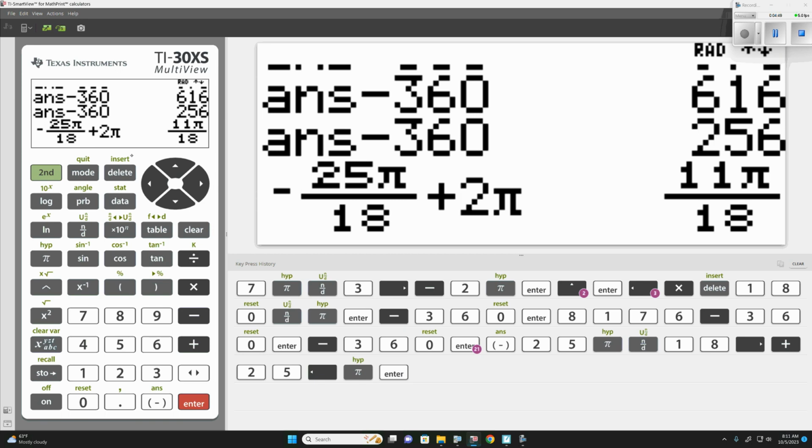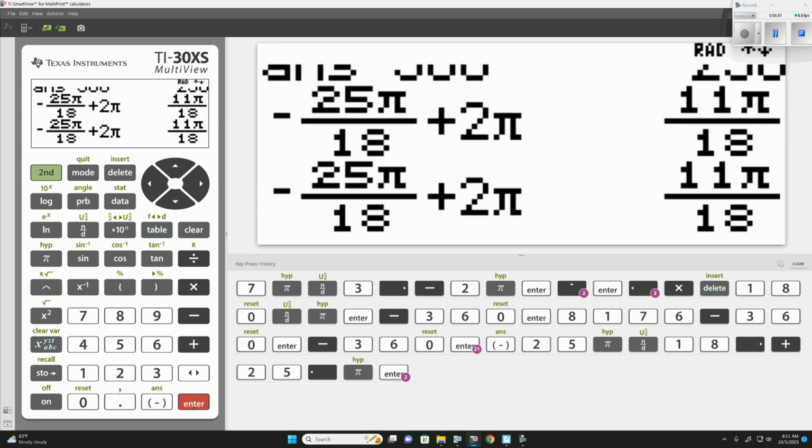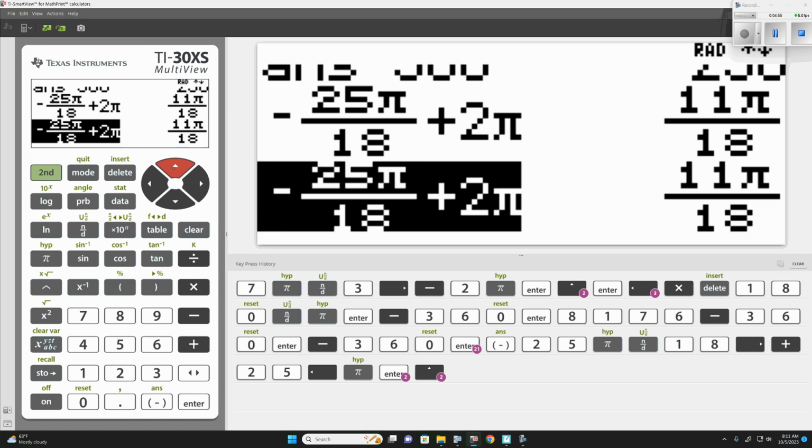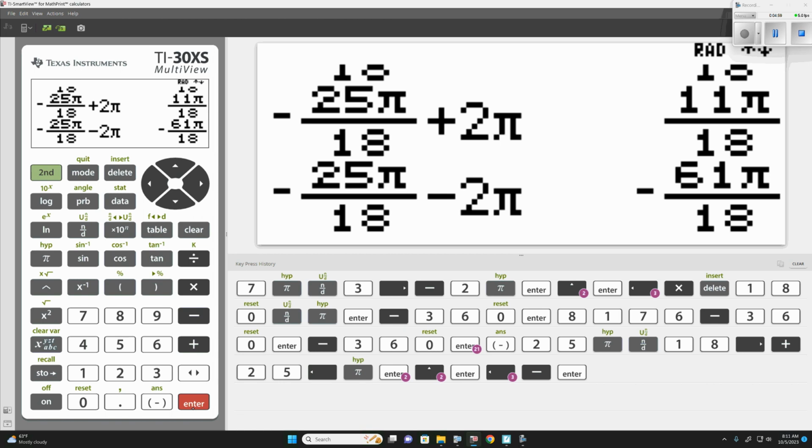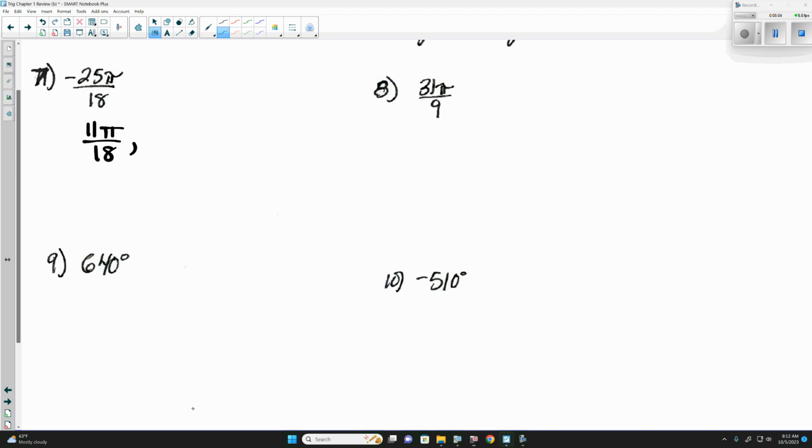Now, if we hit enter, it's not actually going to do anything. It needs ANS to do that multiple repetition. But I could come up here, select it, or retype it in, and say negative 25 pi over 18 minus 2 pi is negative 61 pi over 18. And that's it.